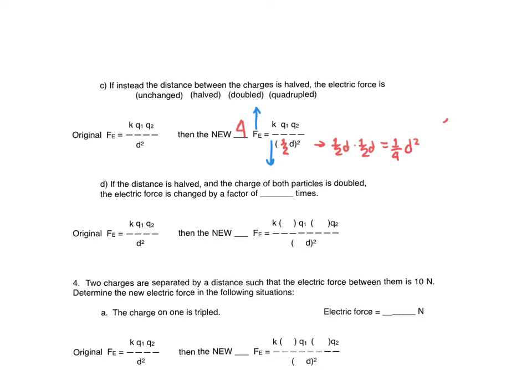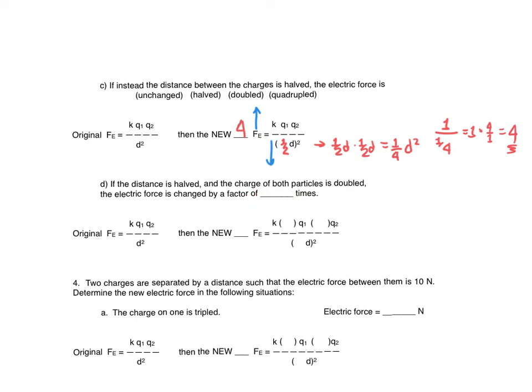Because really I have 1 over 1/4 here, which is really 1 times the inverse of that, or 4 over 1. So I get an increase of force of 4. Okay? All right, for D, it says if I have the distance and then I double both charges, how much will my electric force change?